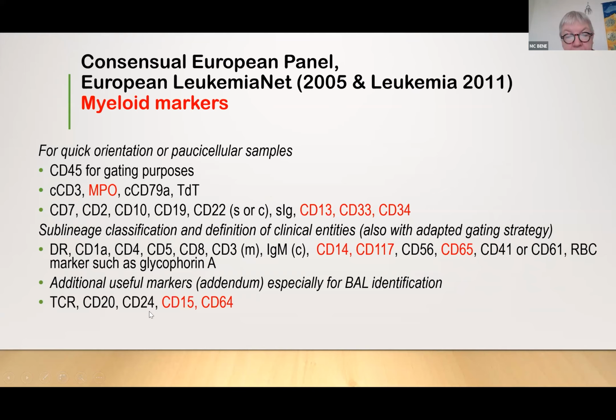So here you find in red the markers for the myeloid lineage that we discussed before. Here you see that you have markers for the B lineage, and here you see that you have markers for the T lineage. CD10 is here in gold because it can be expressed either on B cells or on T cells, but the other ones are usually mutually exclusive.